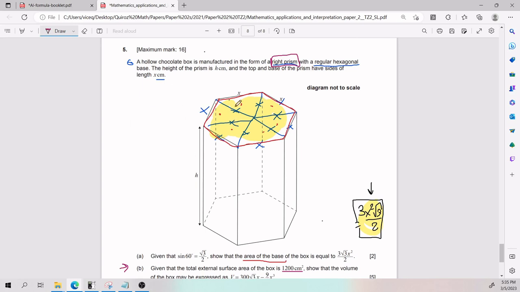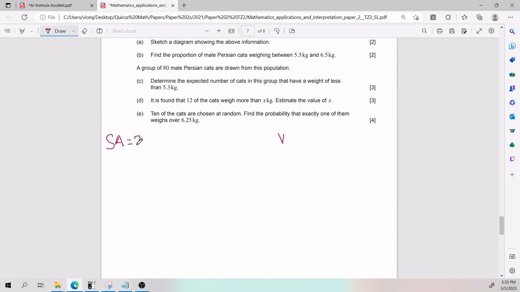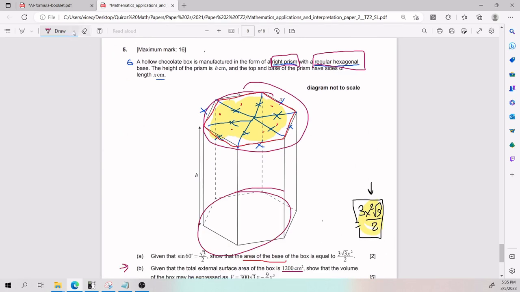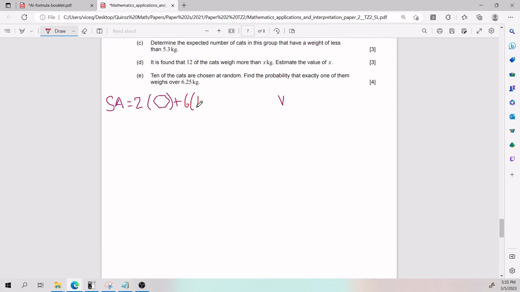See, so in this case, we have two regular hexagonal bases. See, so I have the one up top and I have the one down in the bottom. So I'm going to write that right now. Surface area equals 2 of the hexagon thingies, plus all of these guys that are going down the middle, right? Which are 6 rectangles. So this guy here, 1, 2, 3, 4, 5, 6. I also have those 6 rectangles. See? So I also have 6 rectangles.